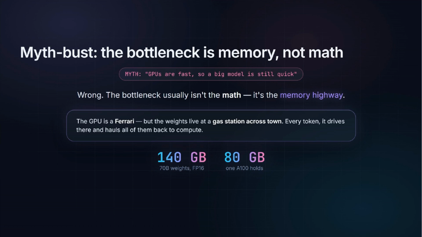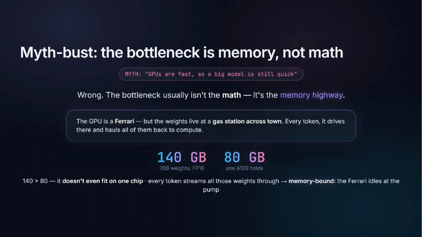A top-end A100 holds 80. 140 is bigger than 80, the model doesn't even fit on one chip, and every token has to stream all of it through. That's why inference is memory-bound. The Ferrari sits idling at the pump, waiting for fuel. The math was never the problem.